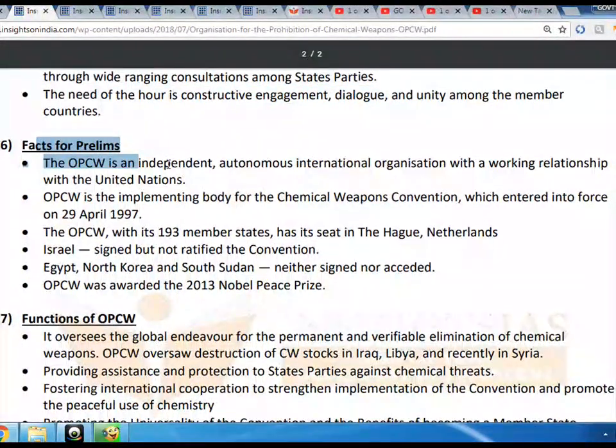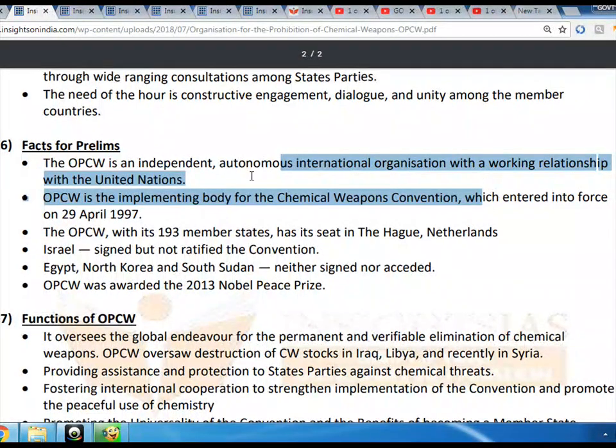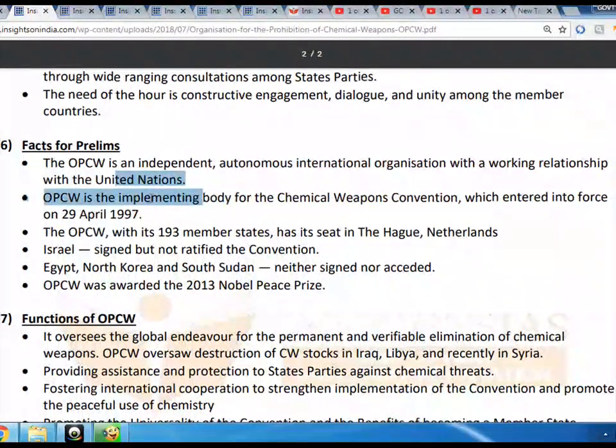6. Facts for prelims. The OPCW is an independent, autonomous international organization with a working relationship with the United Nations. OPCW is the implementing body for the Chemical Weapons Convention, which entered into force on April 29, 1997. The OPCW, with its 193 member states, has its seat in The Hague, Netherlands. Israel signed but not ratified the convention. Egypt, North Korea and South Sudan neither signed nor acceded. OPCW was awarded the 2013 Nobel Peace Prize.